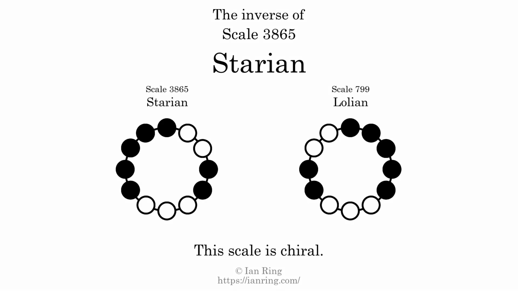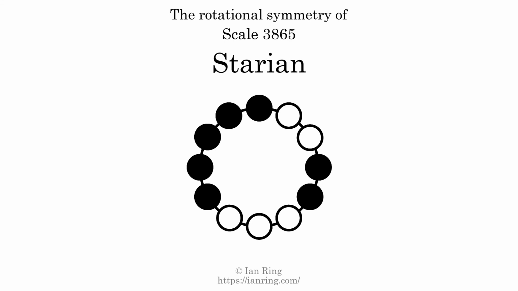The inverse of a scale is a mirror image. It is what you get when the sequence of intervals is reversed. The inverse of this scale is scale 799, also known as Lolian. This scale is chiral. It cannot transform into its inverse by rotational transformation. This scale has no rotational symmetry.